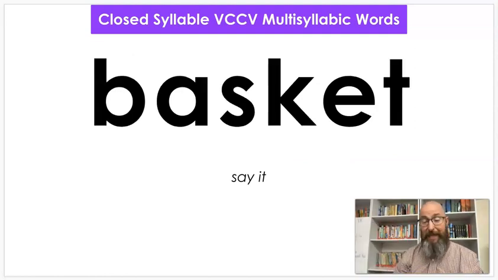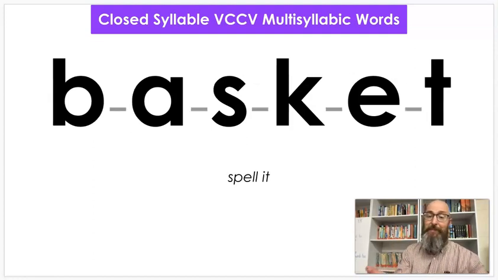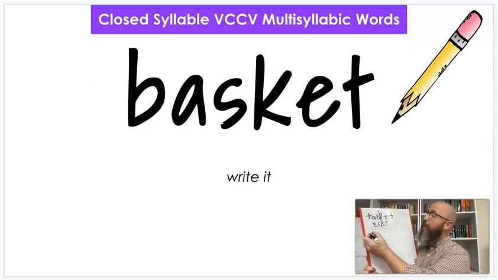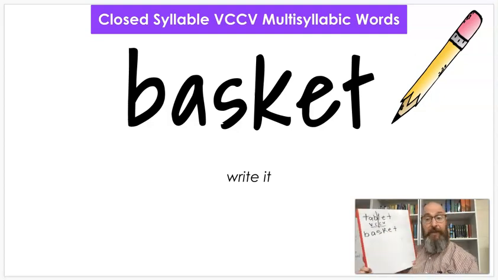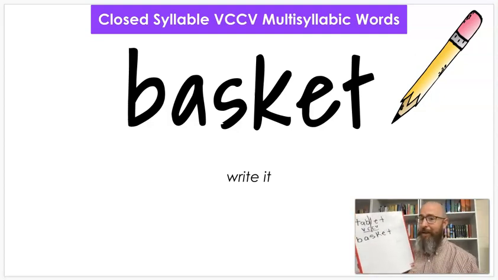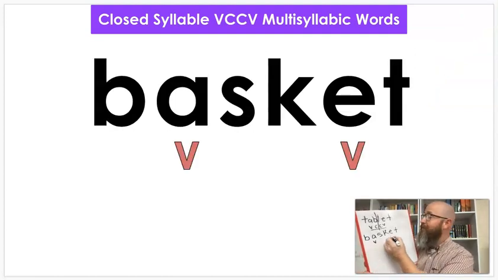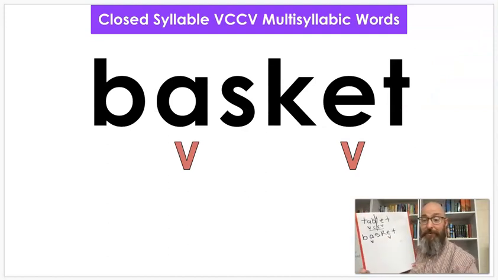Our next word is basket. Say basket. Spell it. B-A-S-K-E-T. Basket. Now we're going to write it again. B-A-S-K-E-T. Do you remember the first step? What do we do to break it apart? Label the vowels. I'm sure you said that. What's the next step after we label the vowels?